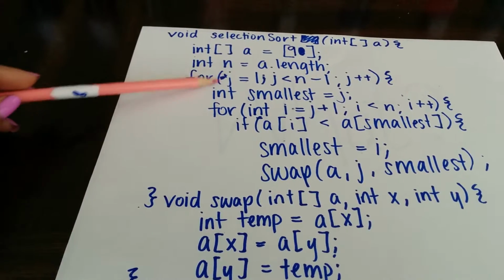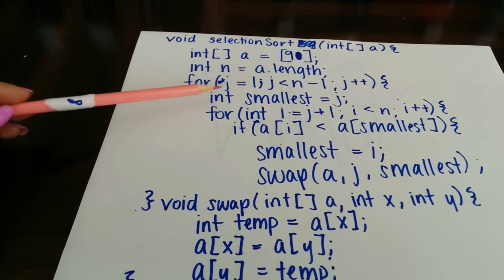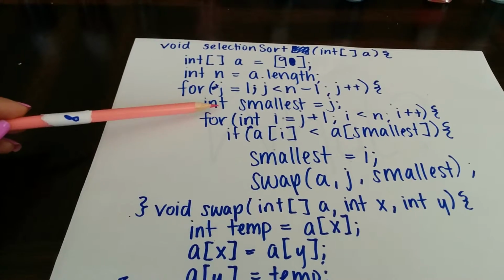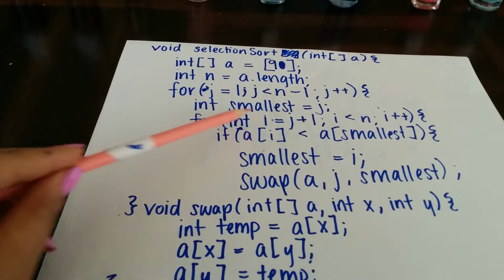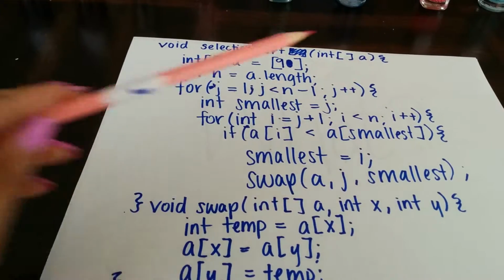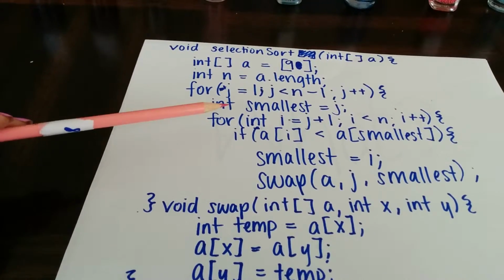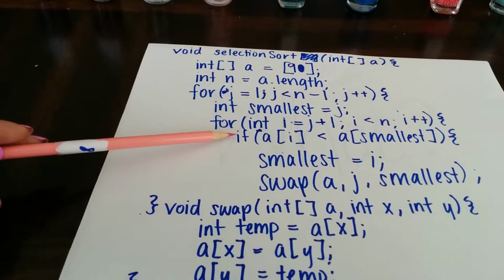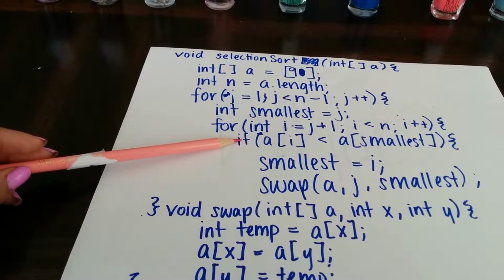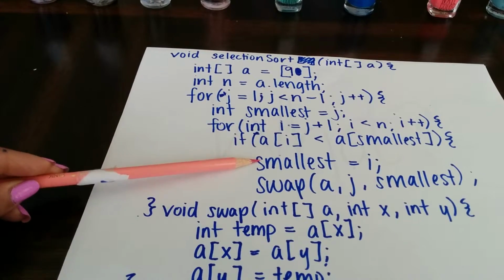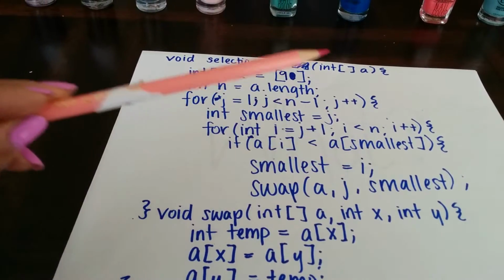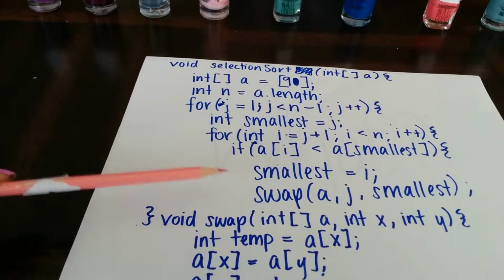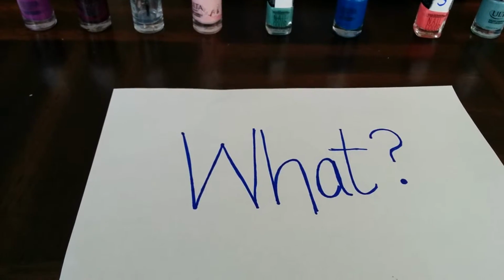For each position I, find the smallest data value in the array from position I through length minus 1, where length is the number of data values stored. Exchange the smallest value with the value at position I. So by now you're probably thinking, what?